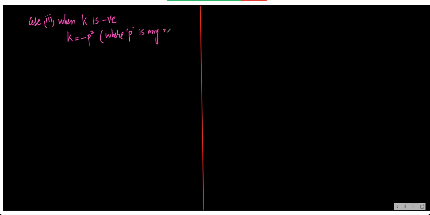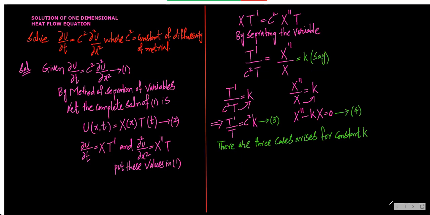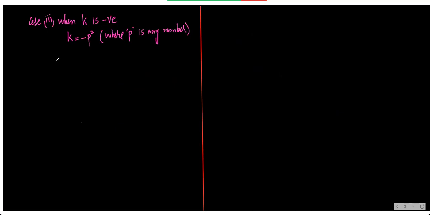So what happened to equation number 3 and 4 we can see. I will show you once again. Here, take the page number 1. If you put k value is minus p square, you will get your answer T dash by T is equal to minus p square c square, correct? T dash by T is equal to minus p square c square.